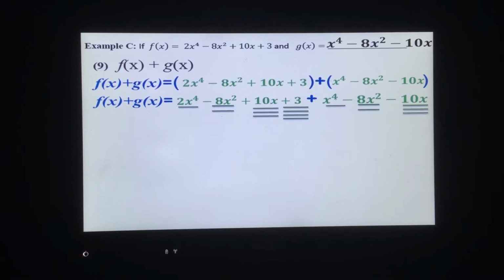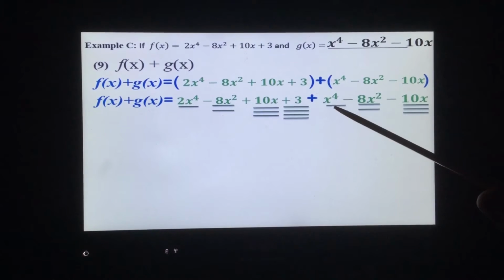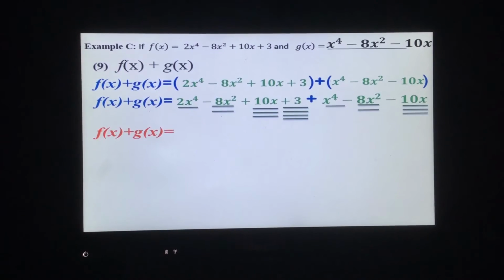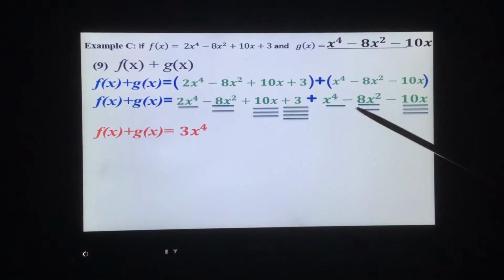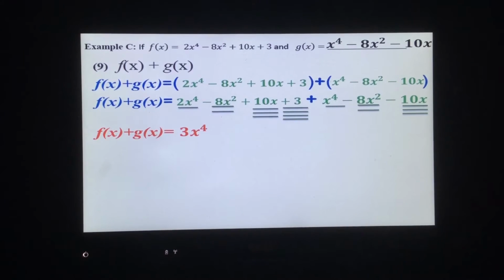and add these together, the 2x to the fourth and the x to the fourth. There's really an invisible 1 here, so that's 2 plus 1. That's going to get you 3x to the fourth. Now, please don't cancel these out because they're both negative. You only cancel them out when they're different signs. Since these are negative, we got negative 8 and negative 8. That's going to get you a negative 16x squared.